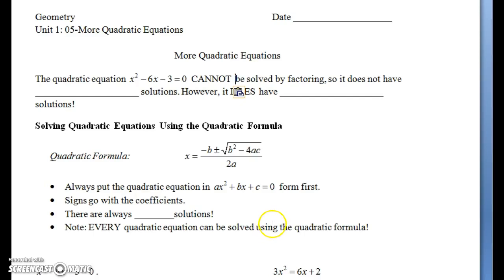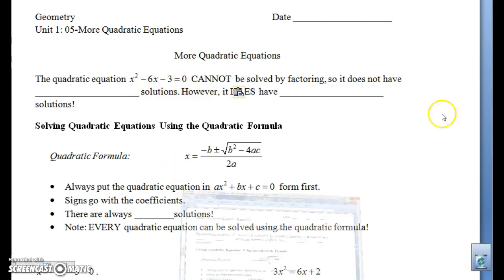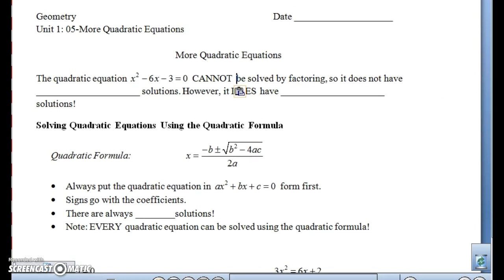This is Geometry Unit 1, Lesson 5, More of Quadratic Equations. When we're dealing with quadratic equations, there are some that can't be solved by factoring. For example, the quadratic equation x squared minus 6x minus 3 is equal to 0 can't be solved by factoring. So it does not have rational solutions. It doesn't come out to be a whole number or a fraction or a decimal.